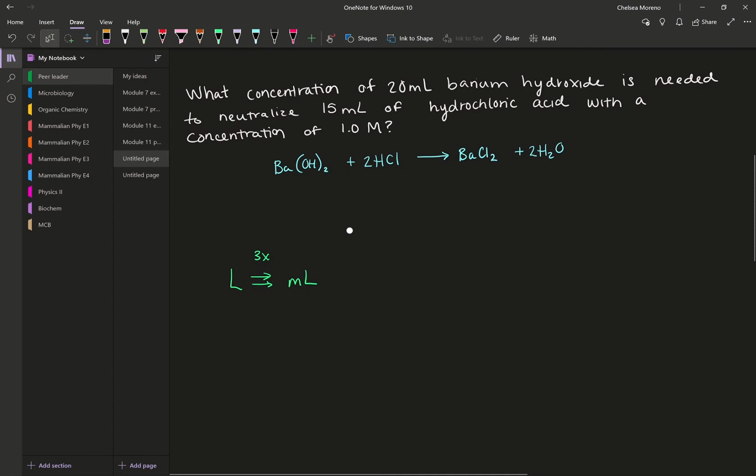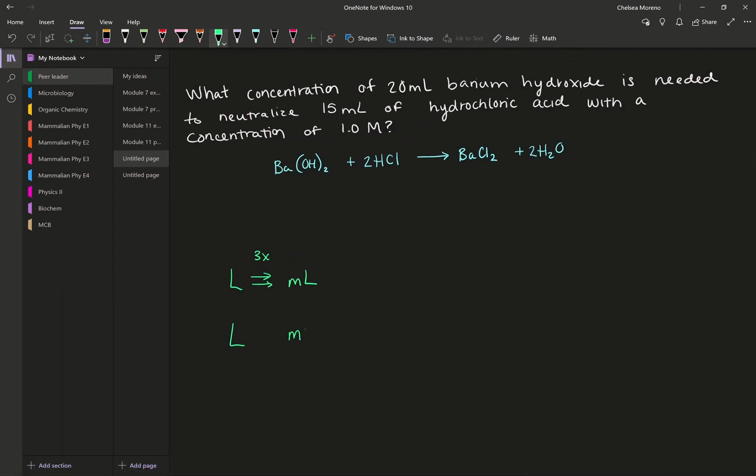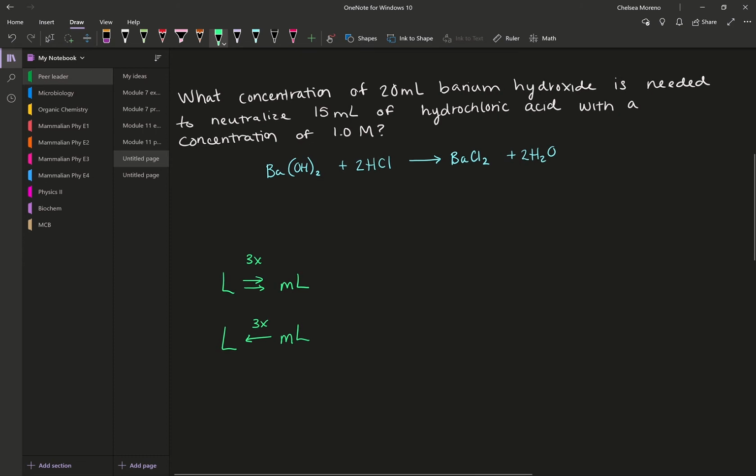And then if I'm going from, here, let me write it first this way. This is kind of a little shortcut that I found out. If I'm going from milliliters to liters, I'm going to move my decimal 3 times to the left, right? So in this case, we're going from milliliters to liters, so I'm going to move my decimal 3 times to the left. So that means I have 0.020 liters.